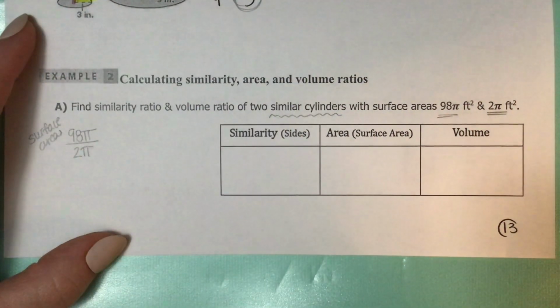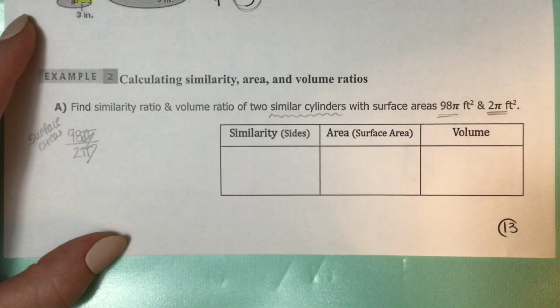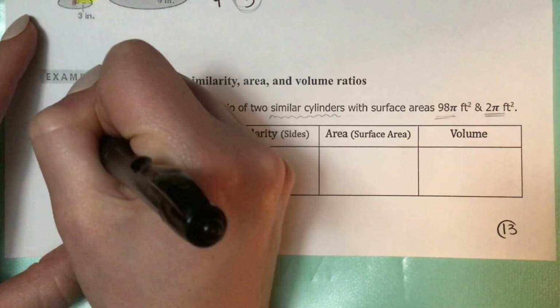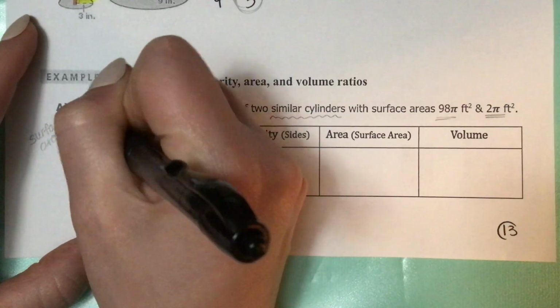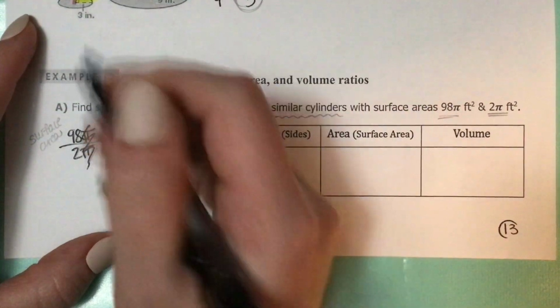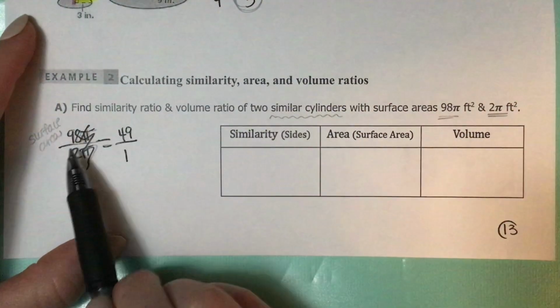For right now, we would like to just ignore the pi because it's not helping us. If pi is on top and bottom of a fraction, we can reduce it and they basically cancel each other out. Now we have 98 over 2. When you are working with ratios, you want to reduce them as much as possible. So 98 over 2, both of those are even. If we divide both of these numbers by 2, then we get 49 over 1. 98 divided by 2 is 49.